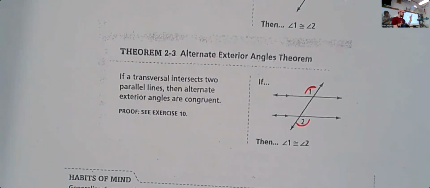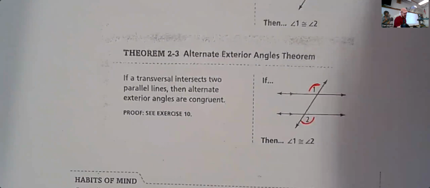So we got 4 things today. Same side interior angles are supplementary. Corresponding, alternate interior, alternate exterior angles, those are all congruent. So long as what? They're parallel lines. Yeah, if the lines aren't parallel, that doesn't work. All right.